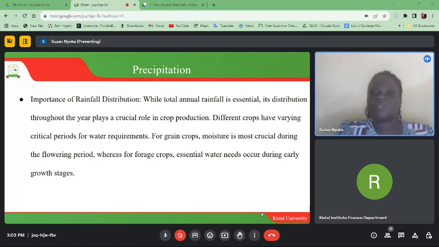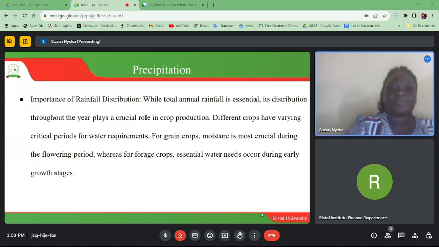Importance of rainfall distribution. While annual rainfall is essential, its distribution throughout the year plays a crucial role in crop production. Different crops have varying critical periods for water requirements. For grain crops, moisture is most crucial during the flowering period, whereas for forage crops, essential water needs occur during early growth stages.